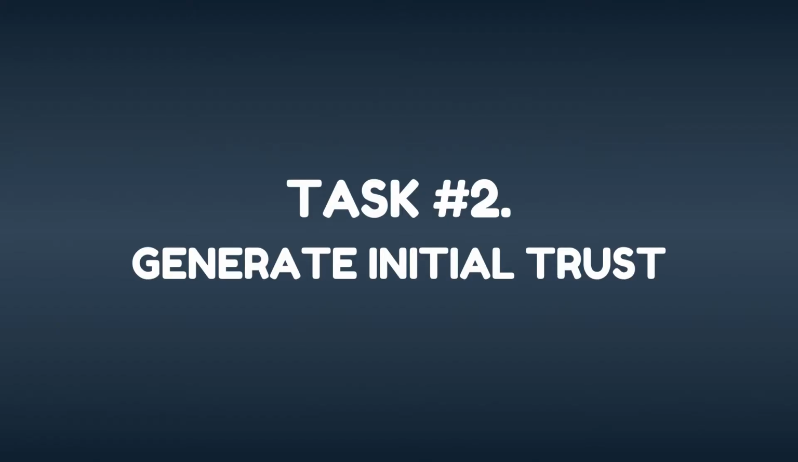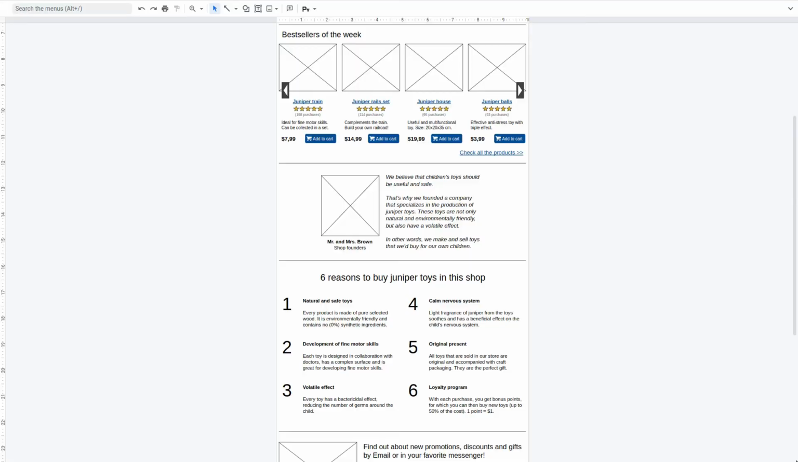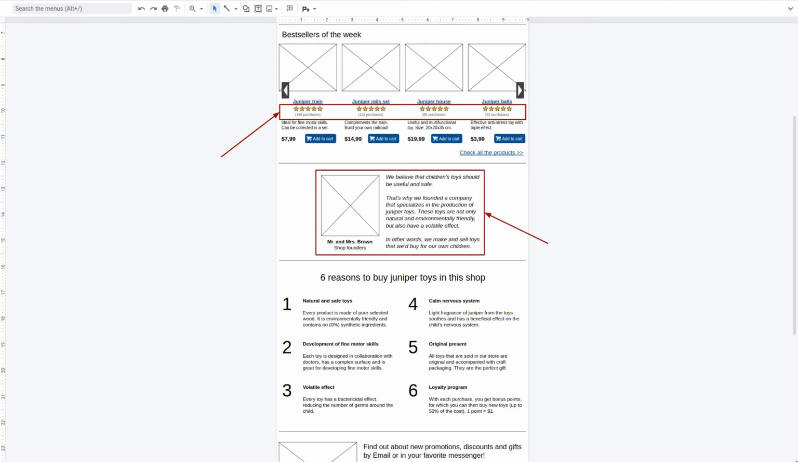Task number 2. Generate initial trust. In order to generate initial trust and stand out from competitors, we are using benefits and psychological influence techniques that we have learned in the previous lesson. For example, we use social proof in the form of numbers of purchases or ratings in the bestsellers block. We also use the why formula to build trust and inspire goodwill in people. We also use benefits as a list of reasons.